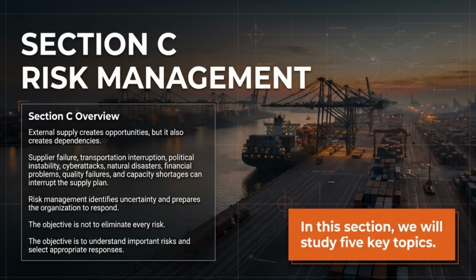Section C. Risk Management. Section C Overview. External supply creates opportunities, but it also creates dependencies. Supplier failure, transportation interruption, political instability, cyber attacks, natural disasters, financial problems, quality failures, and capacity shortages can interrupt the supply plan. Risk management identifies uncertainty and prepares the organization to respond.